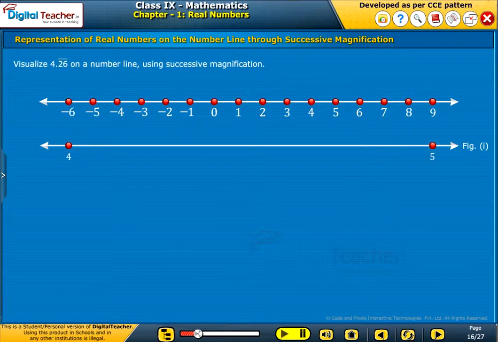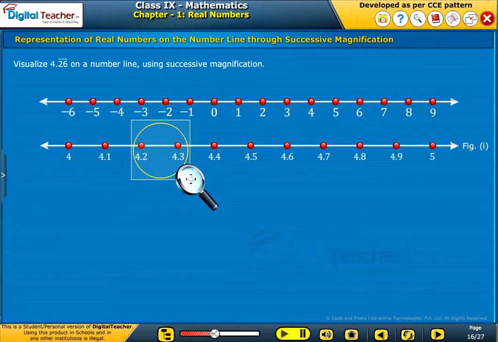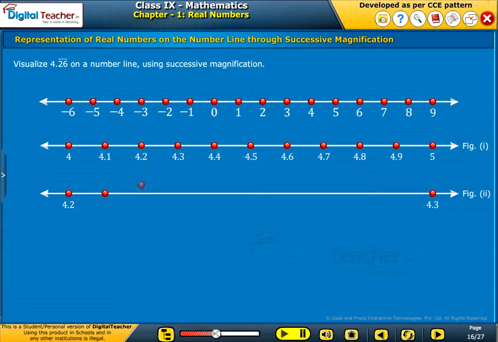To have a rough idea for locating it on a number line, make 10 equal parts and mark them as 4.1, 4.2, so on up to 5 as shown in figure 1. Now, look the portion in between 4.2 and 4.3 using magnifying glass and realize that 4.26 lies between them as shown in figure 2.